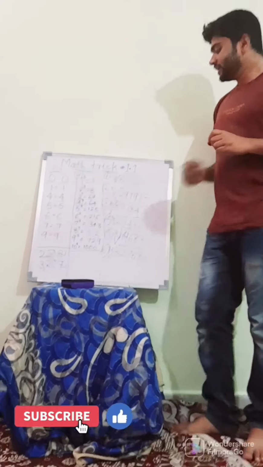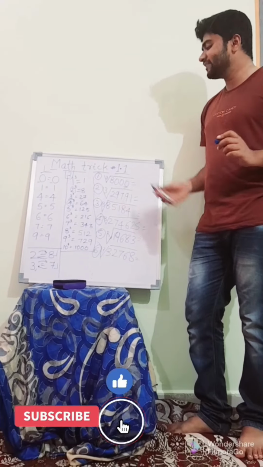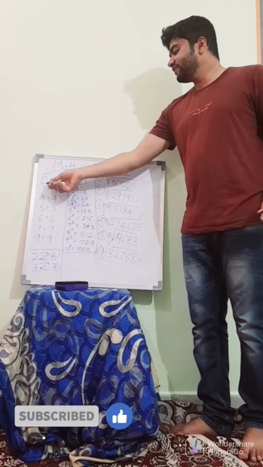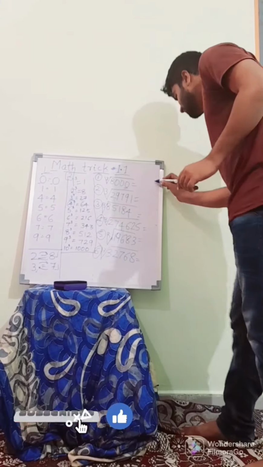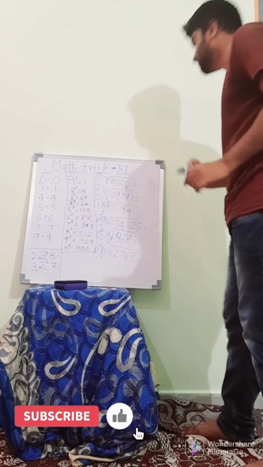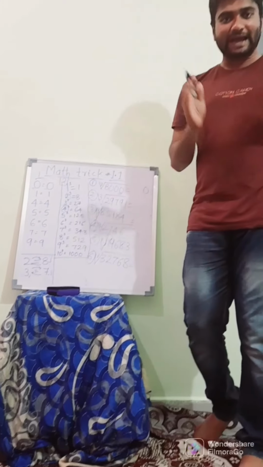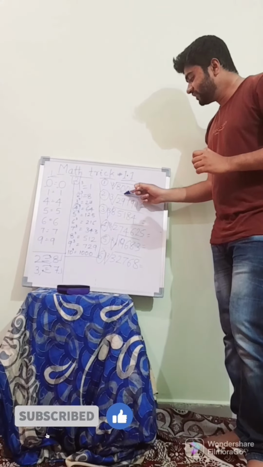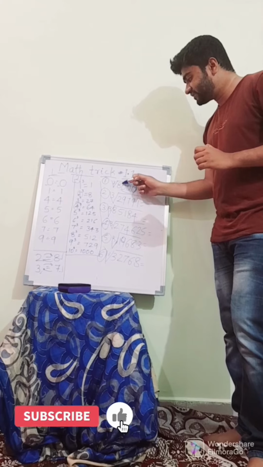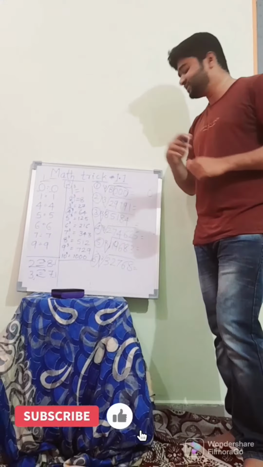As I said, the question is ending with 0. The units place is ending with 0. If the question ends with 0, the answer also ends with 0. So write 0 in the answer. The second step is very important. I will repeat, the second step is very important. Ignore the last 3 digits. Always. Whatever the question is, ignore the last 3 digits.